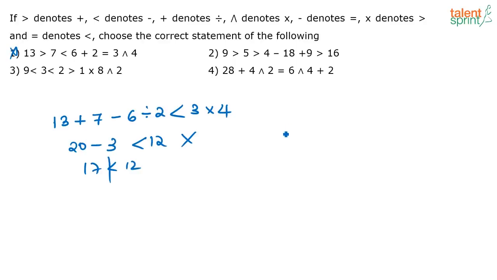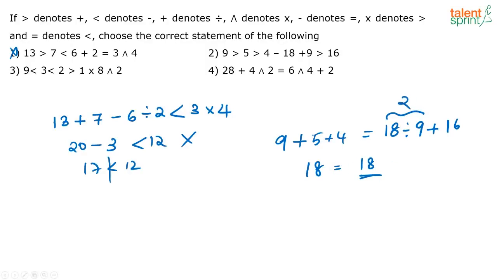Similarly, now check the second option. What do you have? You have 9 plus, greater than is plus, no? Yeah, 9 plus 5 plus 4 is equal to 18 divided by 9 plus 16. So this is nothing but 18 is equal to 18. Option 2 is your correct answer.